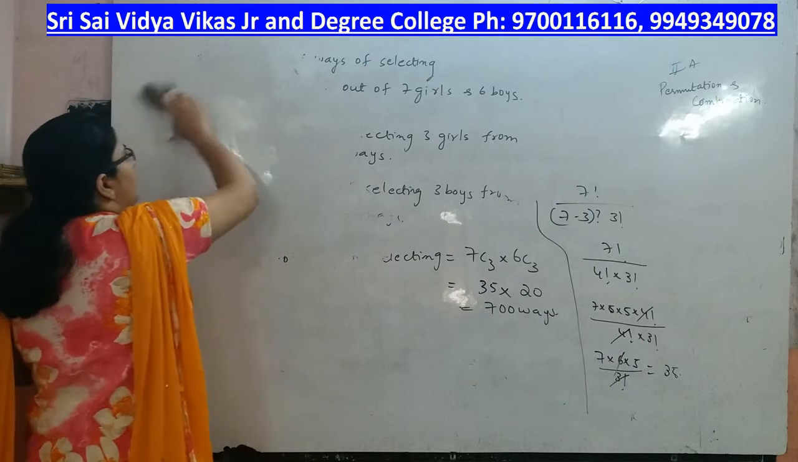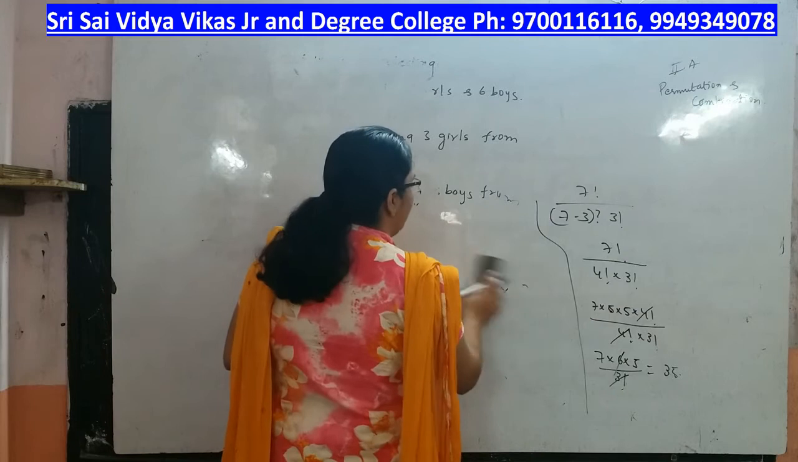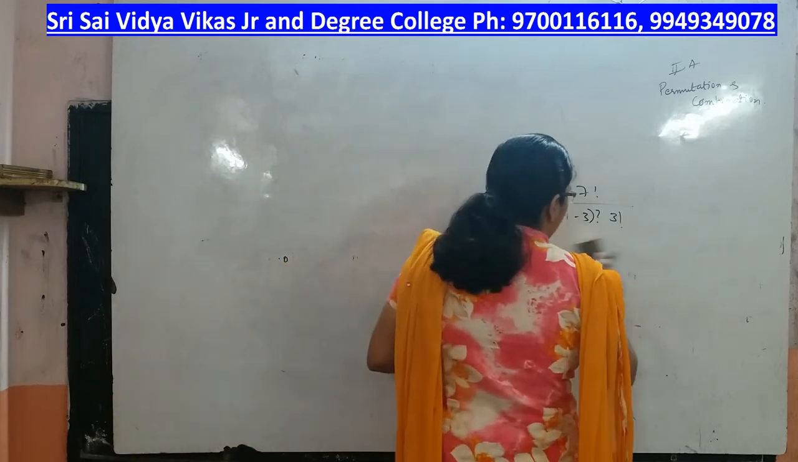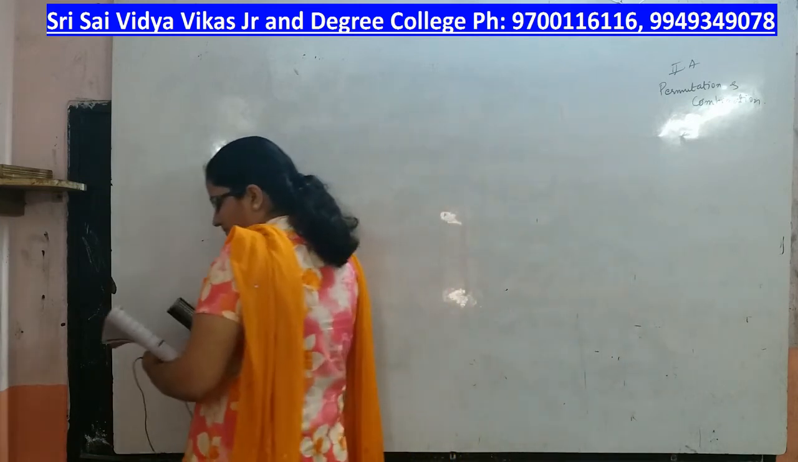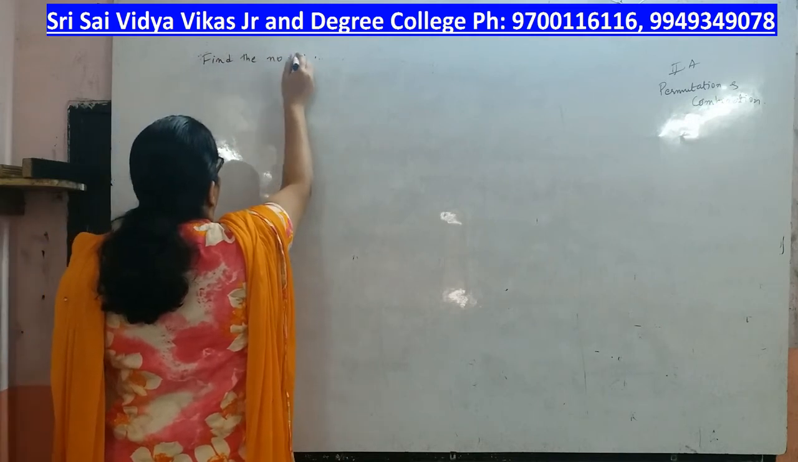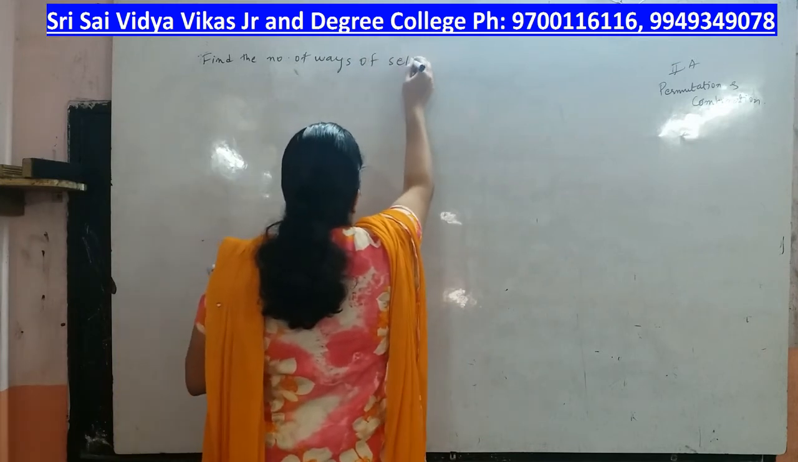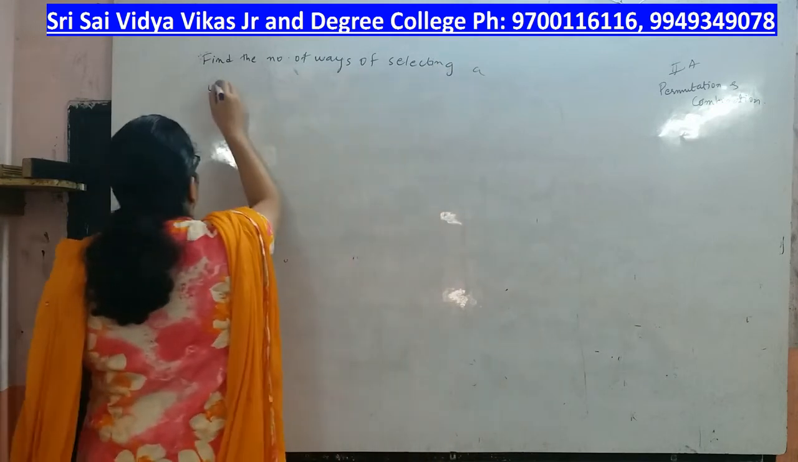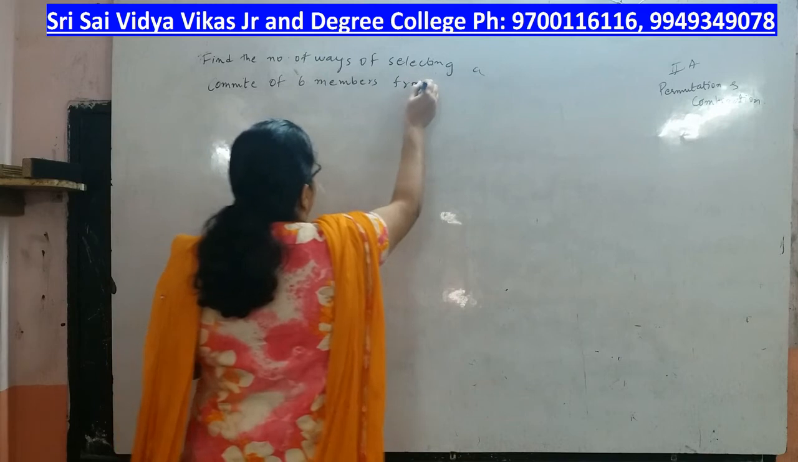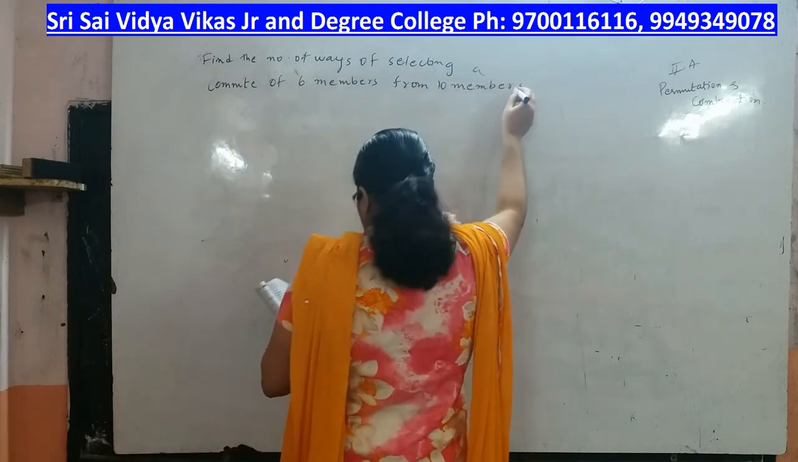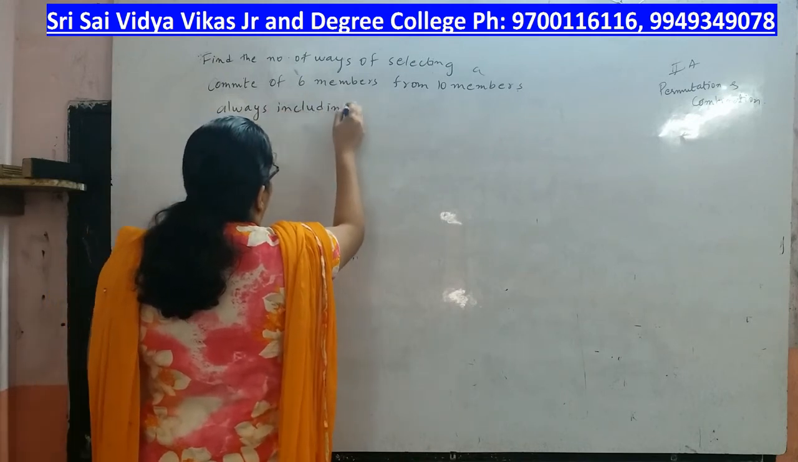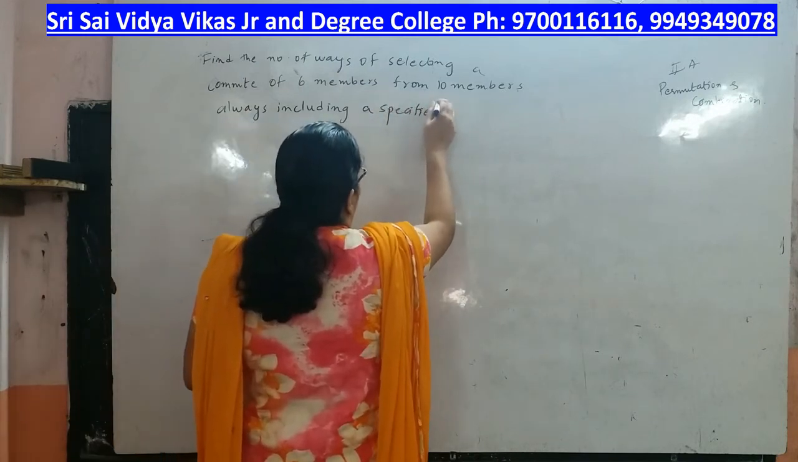Let us discuss the next problem. Find the number of ways of selecting a committee of 6 members from 10 members, always including a specified member.